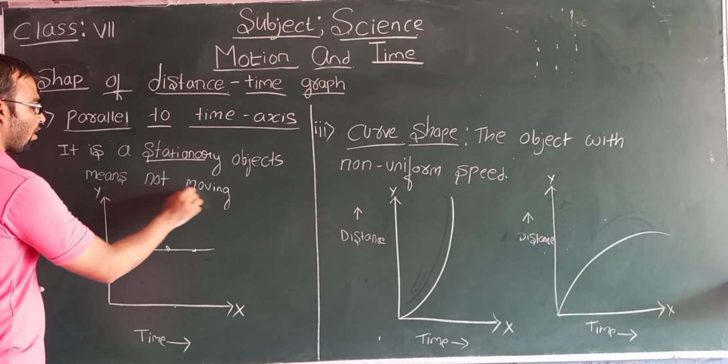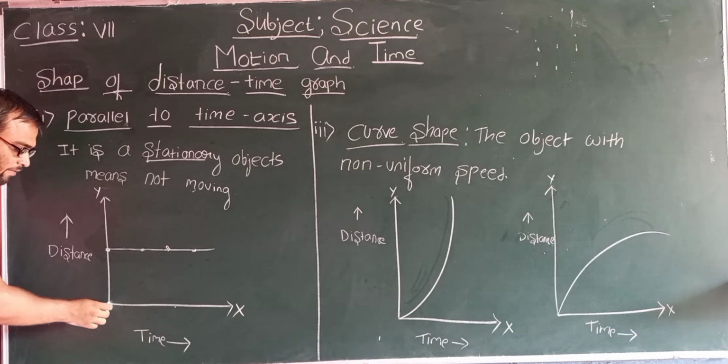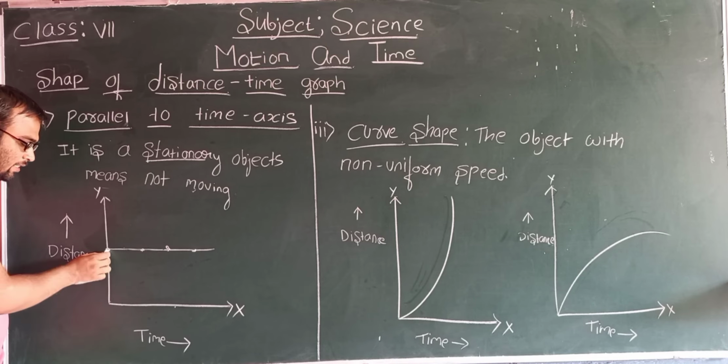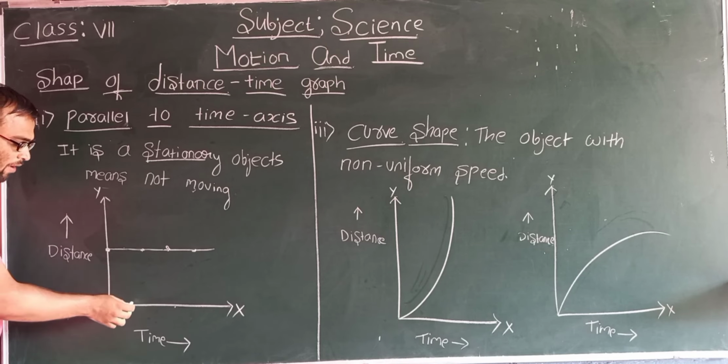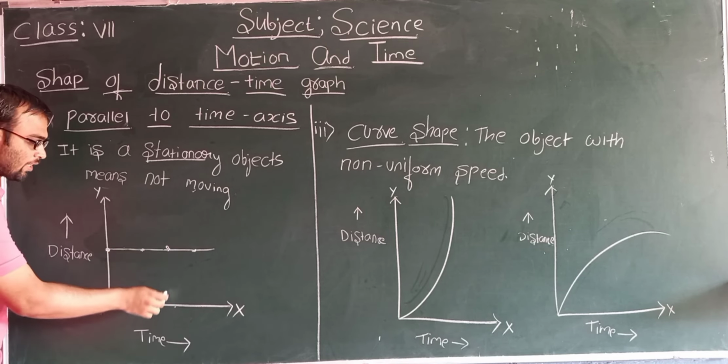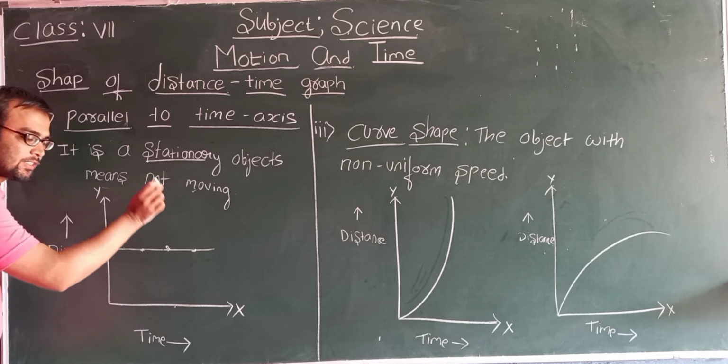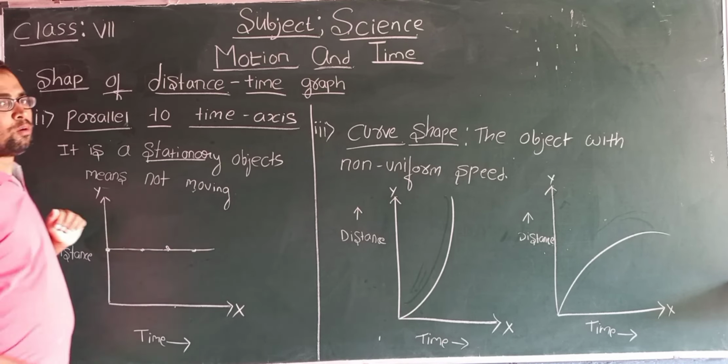Suppose, look at here, the object is at some point. After 1 second it is there only, after 2 seconds it is there only, and after 3 seconds it is there only. So here the object is not moving.